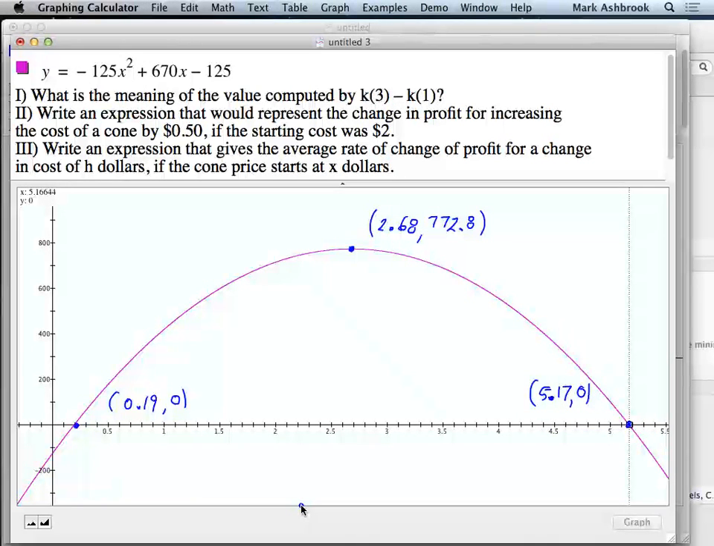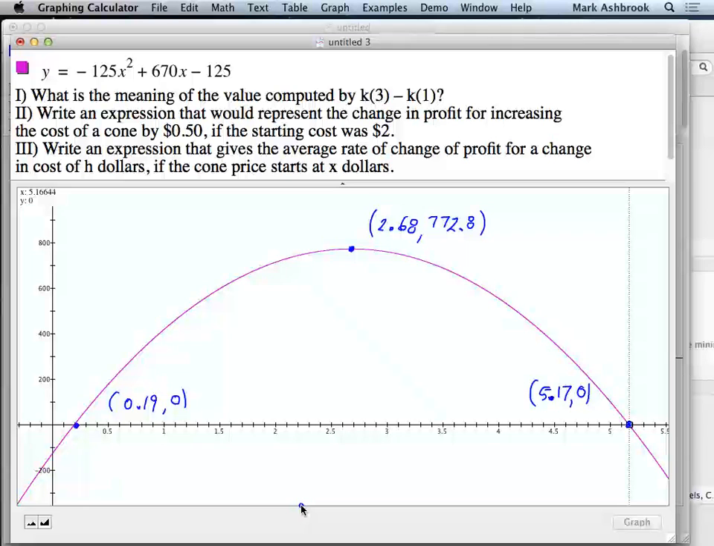Okay, questions on A, B, or C? Can you answer A, B, or C? So it's about really attending to what is X, what is Y. X is what? Price of a cone. So your X coordinate will always be price, in this case, price of a cone, and your Y coordinate will always be your weekly profit. So in A, B, and C, I think they're asking about these 3 points. So how would you find the increase in price of a cone from the break-even point to maximum profit?